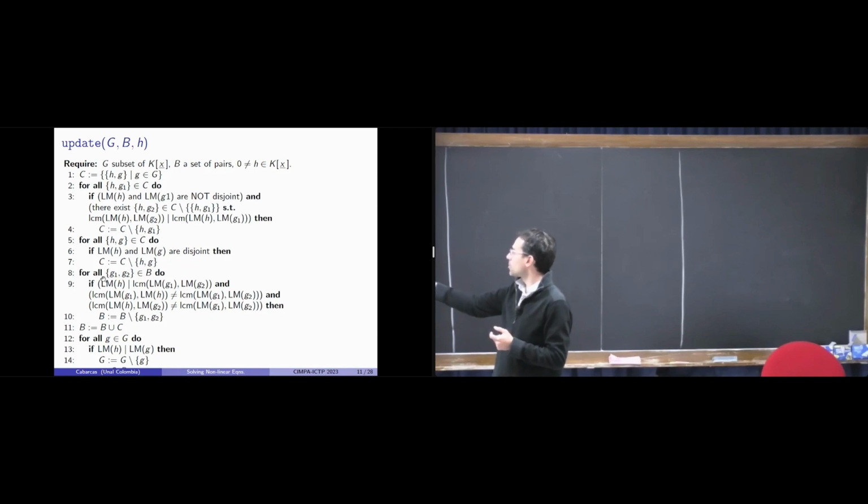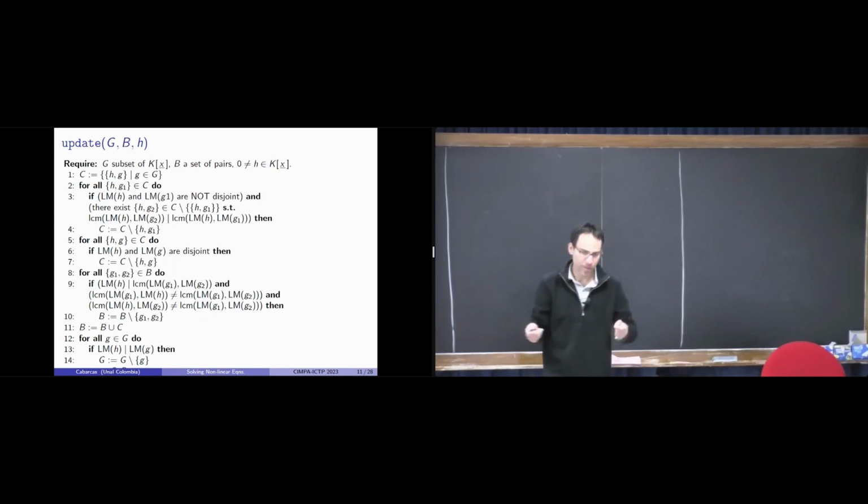And what are the conditions? Well, for example, if the leading monomial of H and the leading monomial of G are disjoint, we can remove that pair. We know that one is redundant. That one is going to reduce to 0. That was the first criterion we talked about.